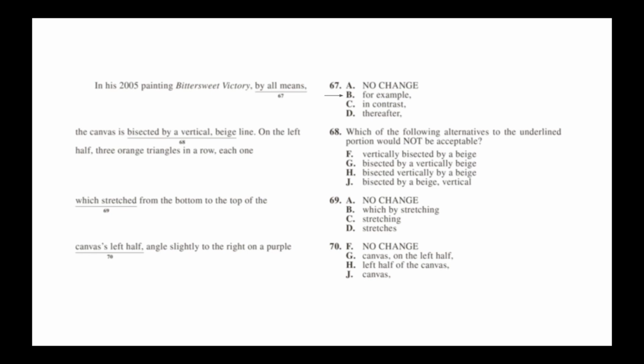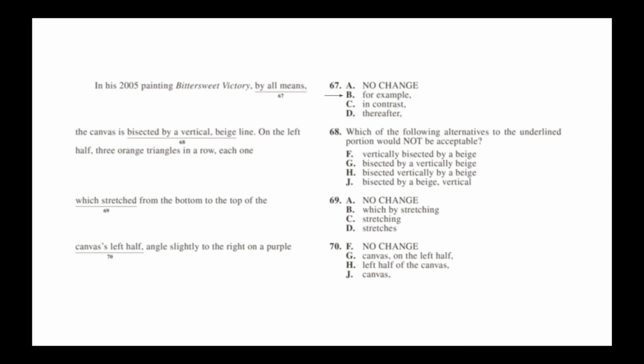Question 68 is asking us to choose which option would not make sense grammatically or would not be correct overall. Which of the following alternatives to the underlined portion would not be acceptable? So as it stands, question 68 is correct, but it's asking us which one of the following options would not be correct. So if we just substitute each of them in: his 2005 painting Bittersweet Victory, for example, the canvas is bisected by a vertical beige line.